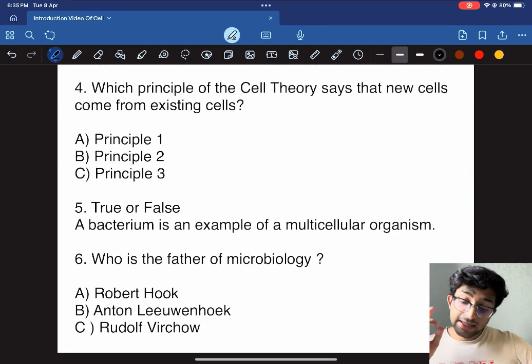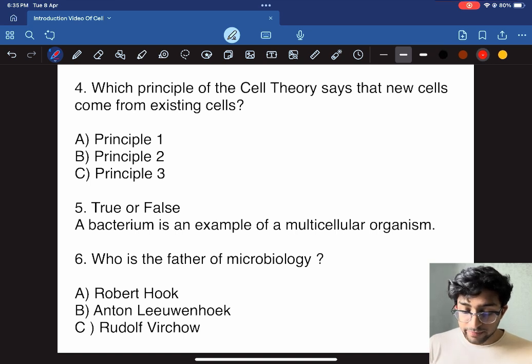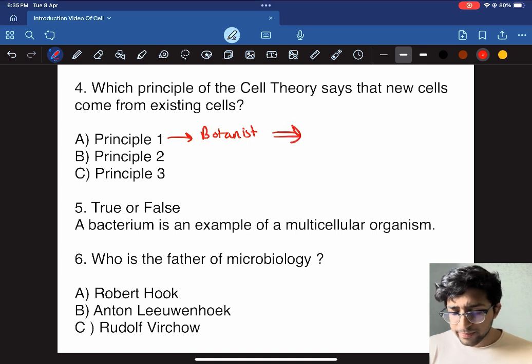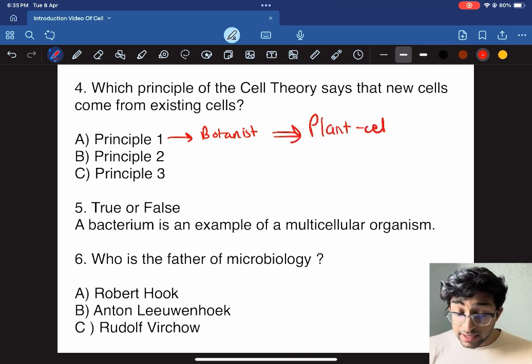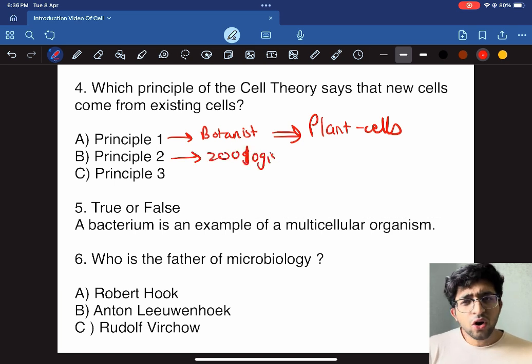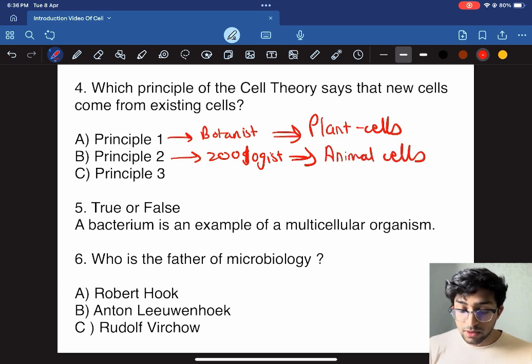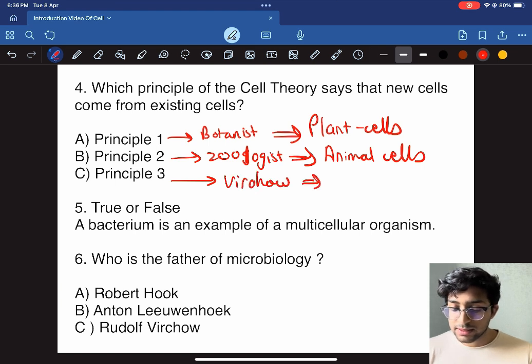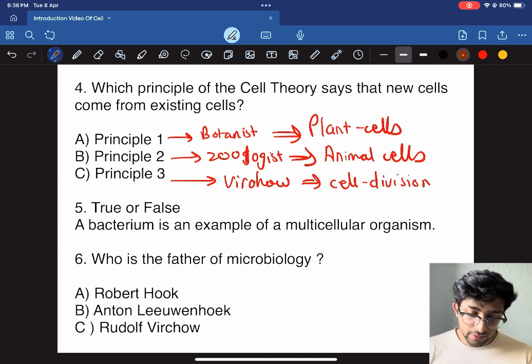Fourth, which principle of the cell theory says that new cells come from existing cells, right? The first principle was given by the botanist, and it was all about plant cells, right? The second principle was for the zoologist, and it was all about animal cells. And the third principle was by Dr. Rudolf Virchow, and he gave this term as cell division, right? So which will be the answer? Yes, principle 3.